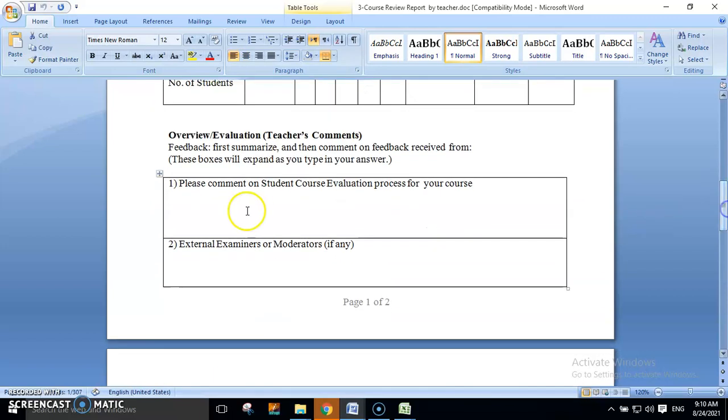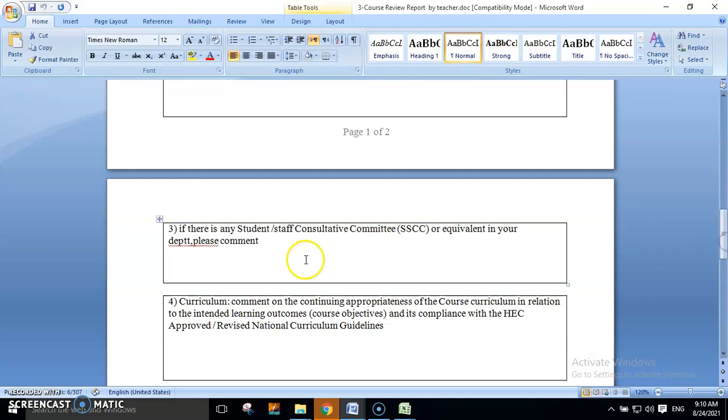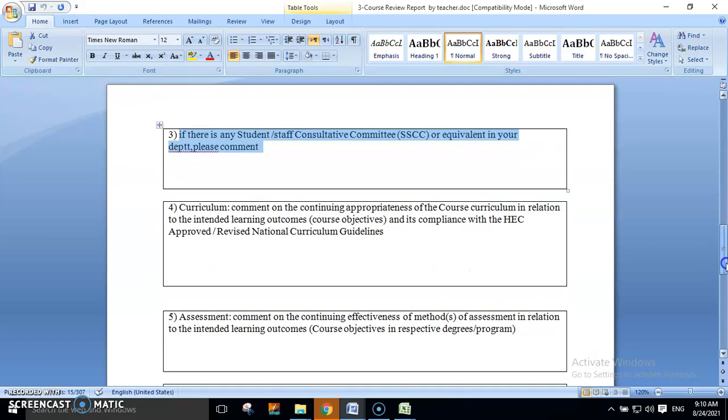Then these were open questions. Teachers are usually reluctant to write their feedback, like please comment on the student course selection process for your course. So I have turned this form into a quantitative form. External examiner or moderators: this question was not clear to me, so I have removed it. And if there is any student staff consultative committee, I have converted it into a close-ended question. Curriculum, that is course contents.